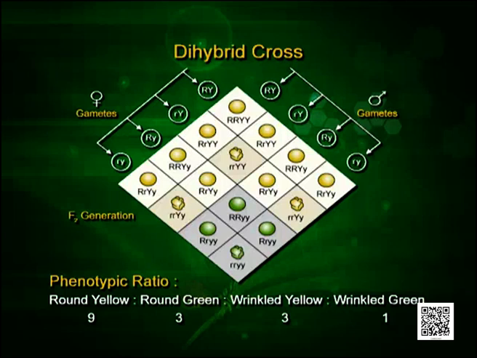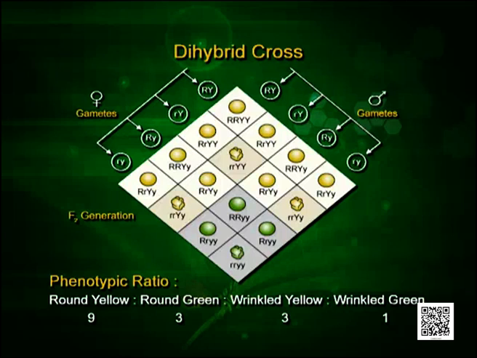Similarly, when you take small r and capital Y, and on the other side also small r and capital Y, you have different combinations. When you calculate the total, you will find that there is one fully recessive, which is shown on the lower side, both the characters recessive, that means wrinkled and yellow seeds.